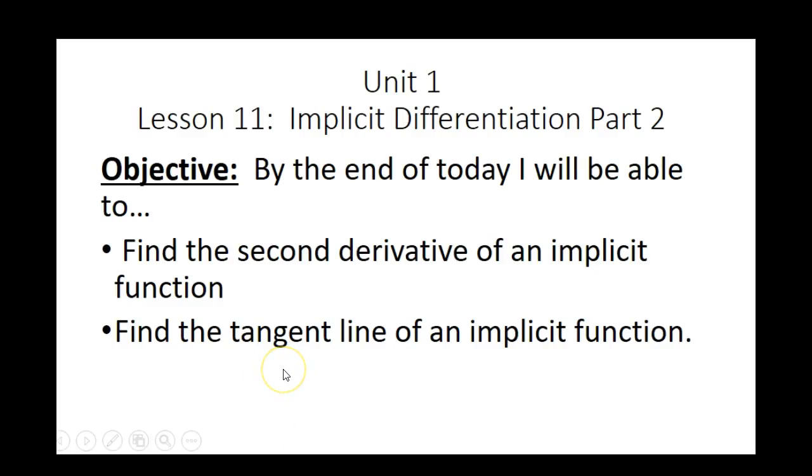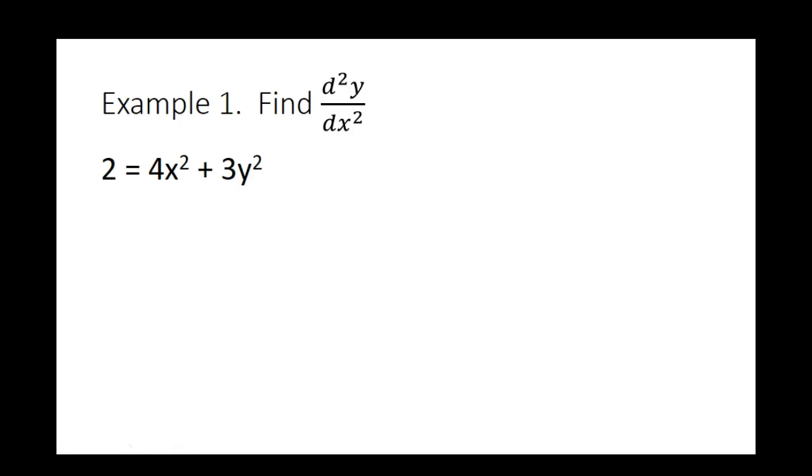So we're going to be continuing our work with implicit functions. Today we're going to find out how to do the second derivative of an implicit function and then also find the tangent line of an implicit function. So let's go ahead and write down example 1 here.